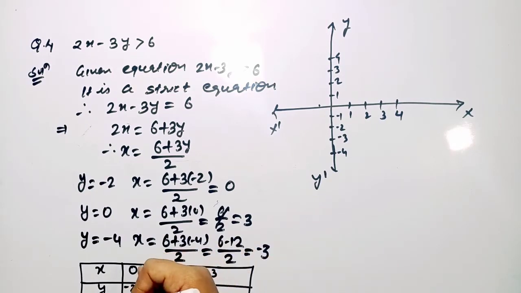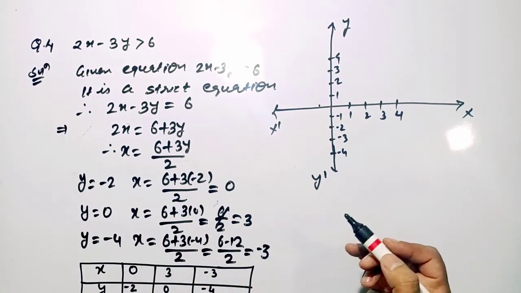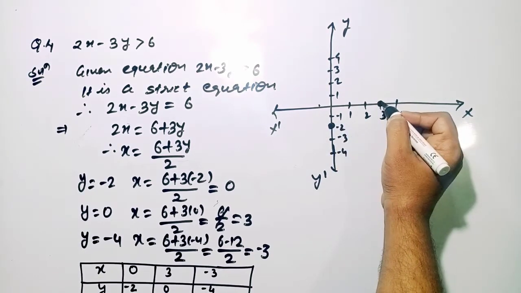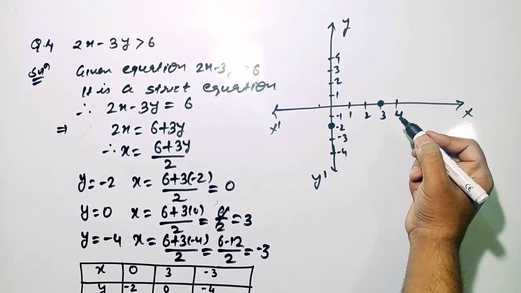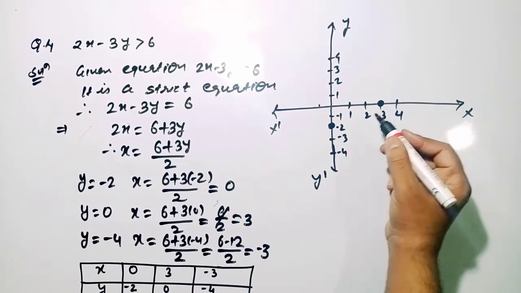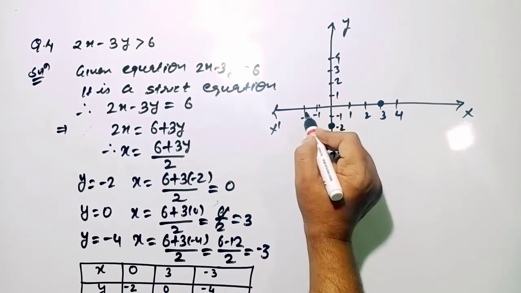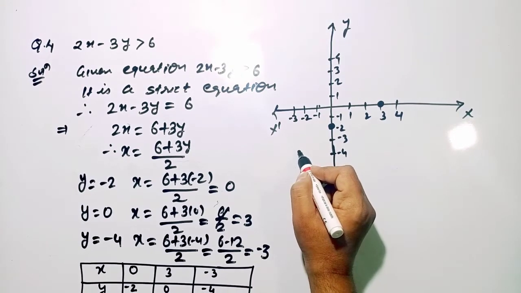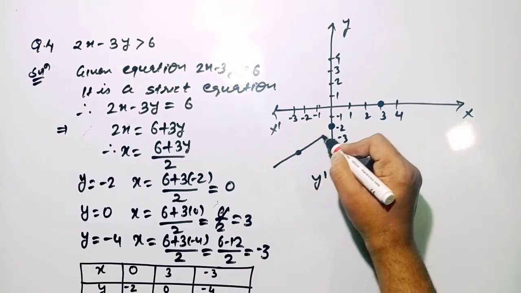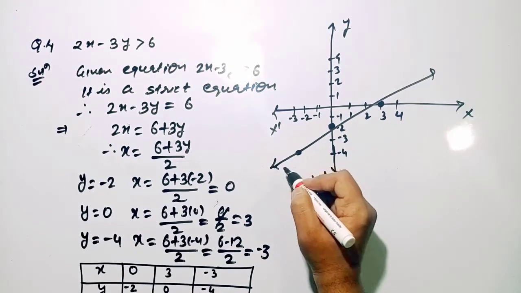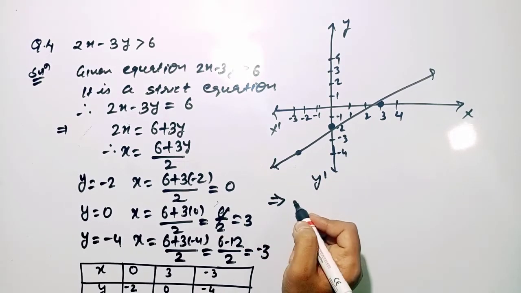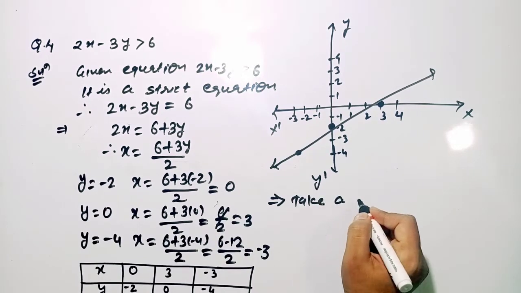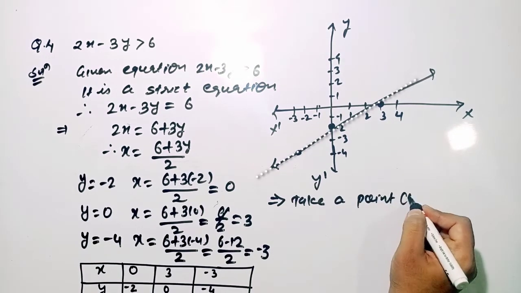The first point is 0, minus 2, so it lies on the y axis. So the point will be over here, 3, 0 will be on the x-axis, and minus 3, minus 4 will lie in the third quadrant. So all these points are collinear. Drawing the line from here, and this line will be a dotted line because this is a strict inequality.